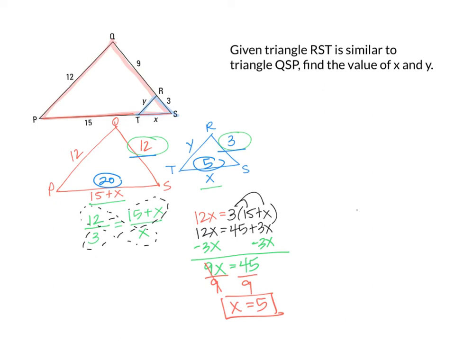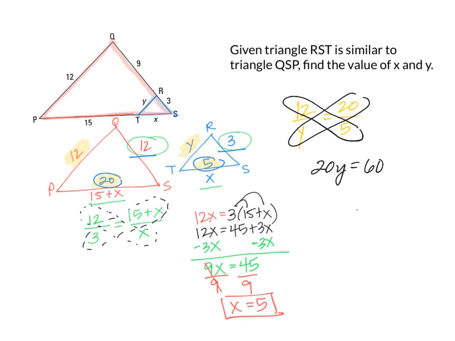I still need to find Y, but now I have options as to what sides I use. I know that 12 and Y are corresponding, and so I can choose to either use 20 and 5 or 12 and 3 for my other set. So I can do 12 is to Y as 20 is to 5. Using the cross product property, I will get 20y is equal to 60. And dividing both sides by 20, I'll get y is equal to 3.